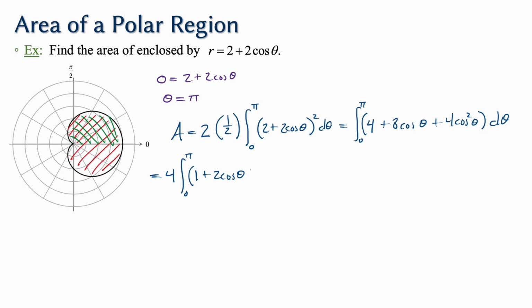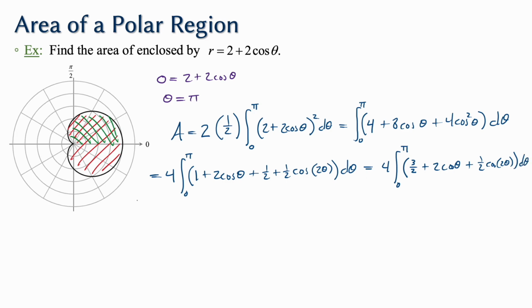And remember, I'm going to replace my cosine squared theta with 1/2 plus 1/2 cosine 2 theta. Again, we want to use that formula since we have the higher power and reduce it, if you will. And then I think, combine like terms a little bit. So I'm going to take my 1/2 and my 1 and put that together to be a 3/2. And then, of course, I'll have a 2 cosine theta. And then I'm still going to have that 1/2 cosine 2 theta.